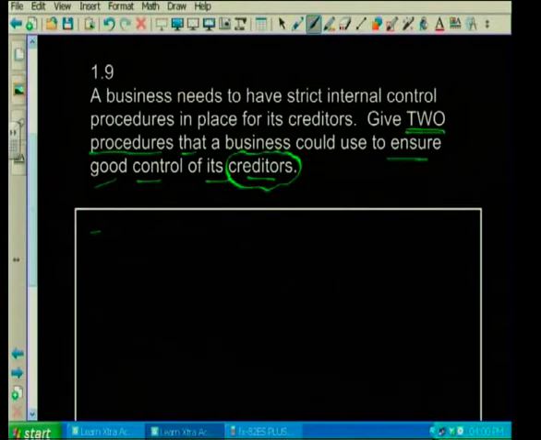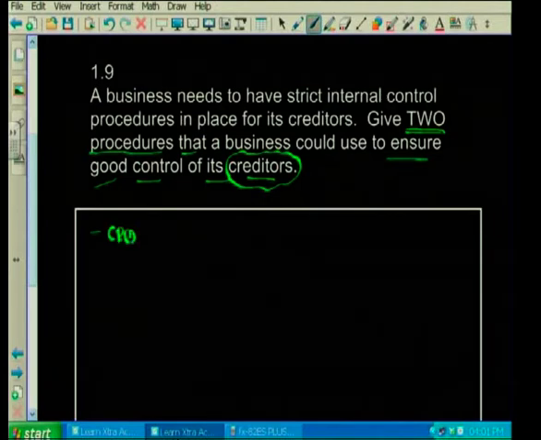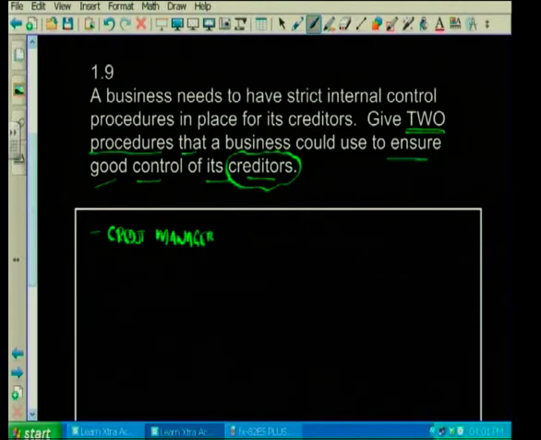Right. Now, internal control procedures. What do we have to put into place? Let's look at it. Definitely, you are going to ensure that you have a credit manager. What will this person do? This person will monitor your creditors, like you needed a debtors clerk dealing with your debtors. Your credit manager would be dealing with your credit purchases, in other words, all those that you are owing money.